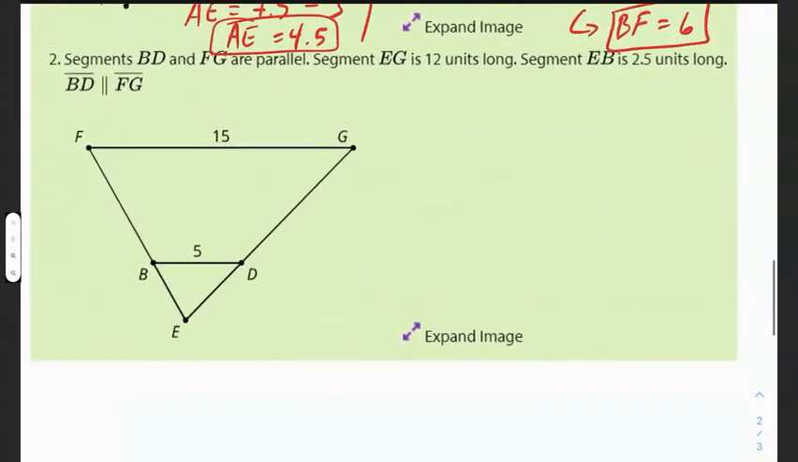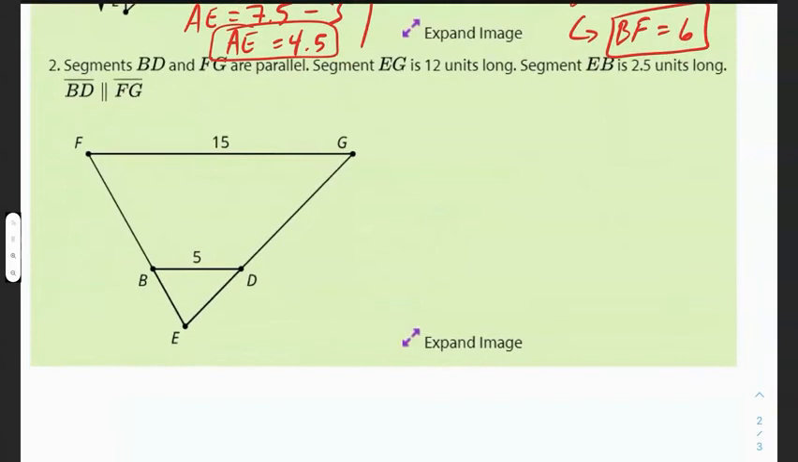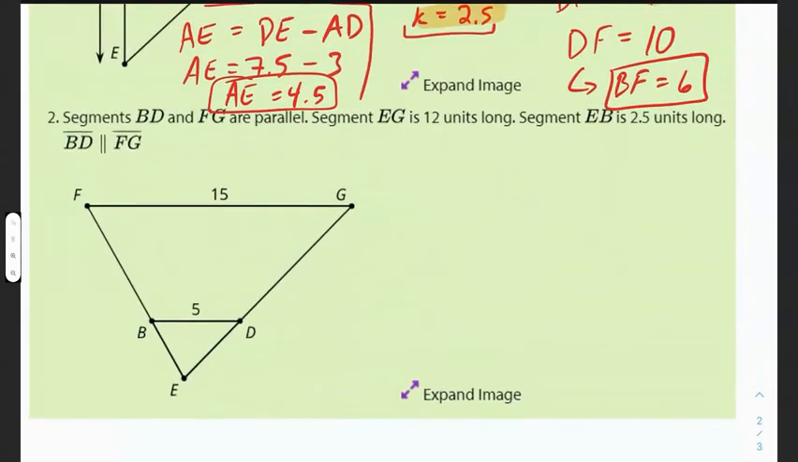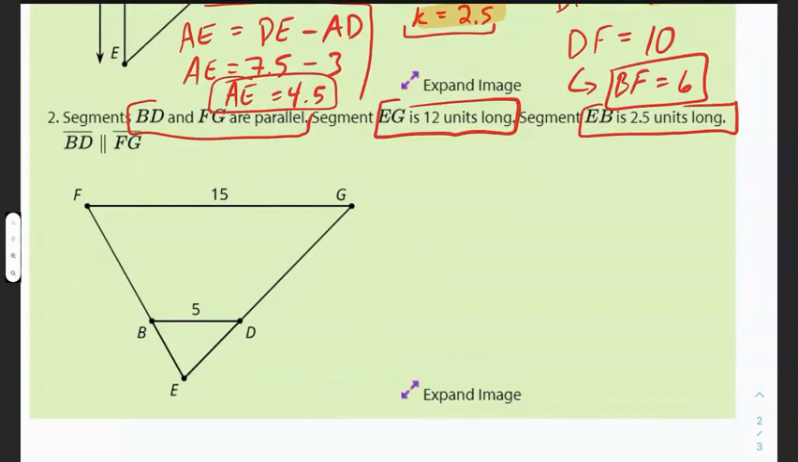Looks like we're still trying to find length. Okay. And we're still trying to find the measurements here. Okay. So look at that. They did hide some information here. All right. They gave us this. They also told us that BD and FG are parallel. Ooh, they also told us segment EB is 2.5 units long.